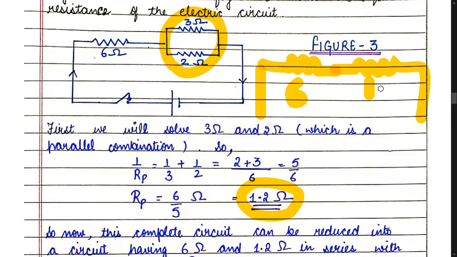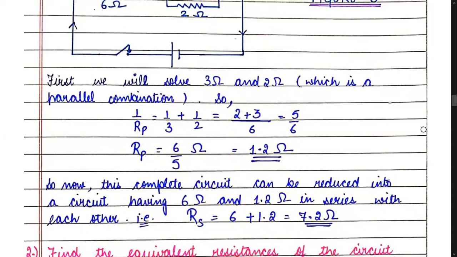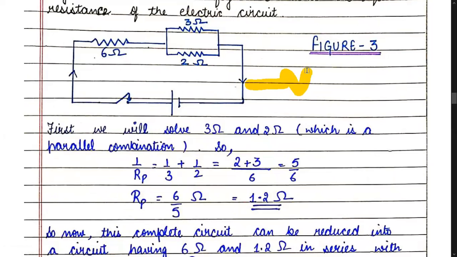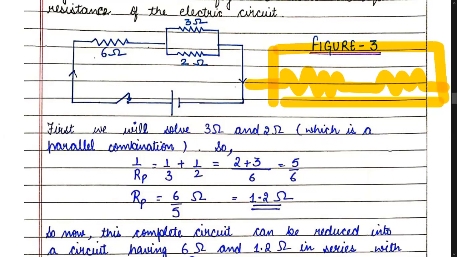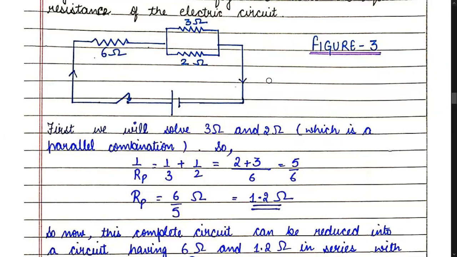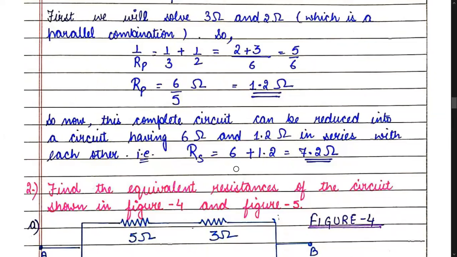a resistance of 1.2 ohms. So what we have done? We have simplified the 3 ohms and 2 ohms resistance into a 1.2 ohm resistance. So now this complete circuit will have a 6 ohm resistor combined with a 1.2 ohm resistor, and both can be seen in series. So the total equivalent resistance will be 6 plus 1.2, that comes out to be 7.2 ohms.